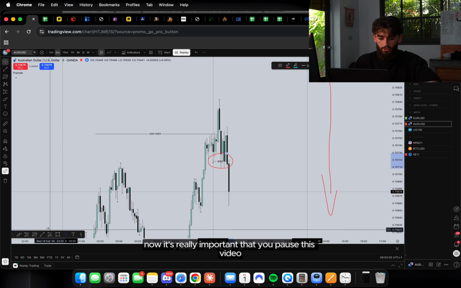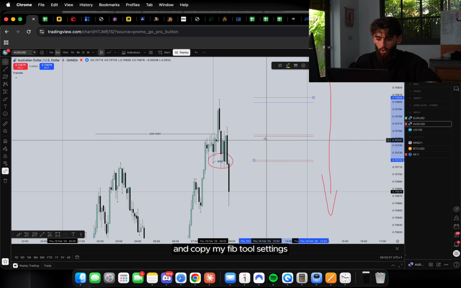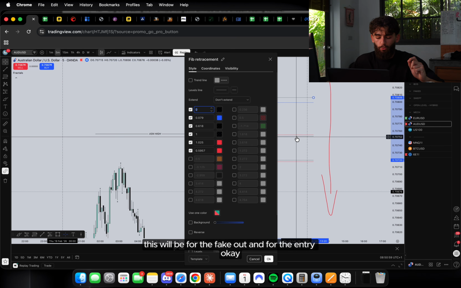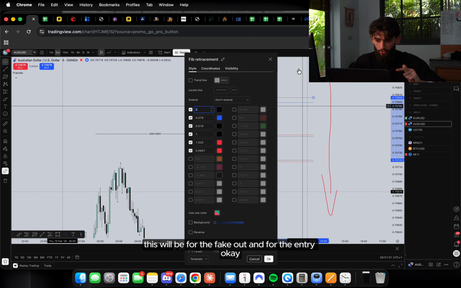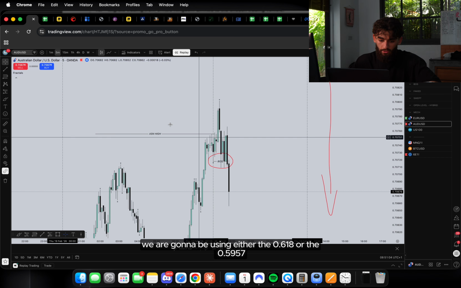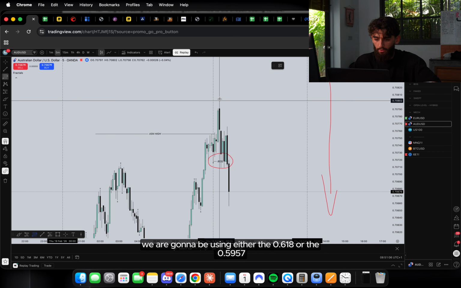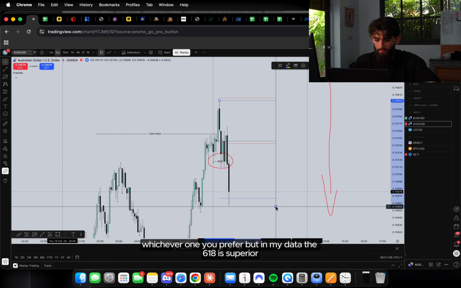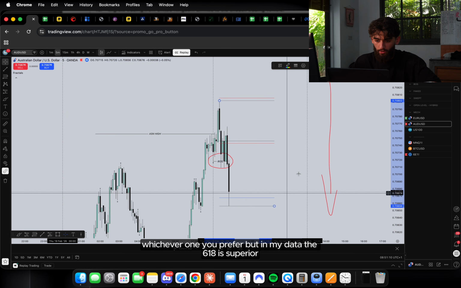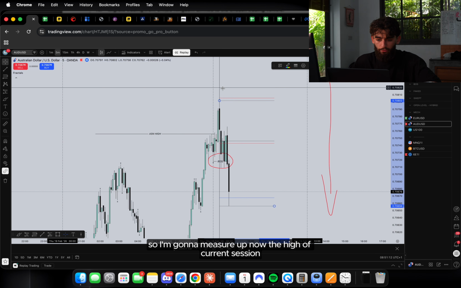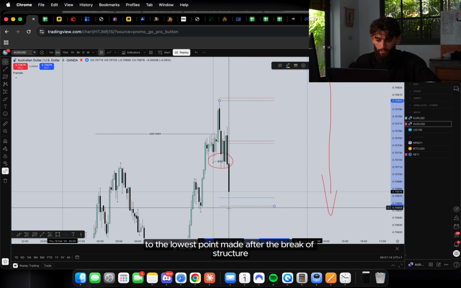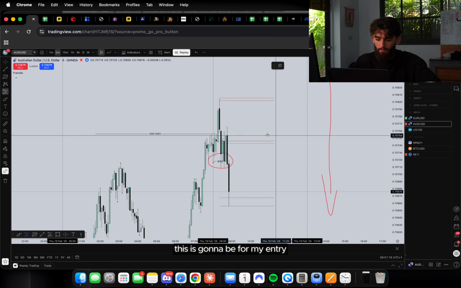Now, it is really important that you pause this video and copy my fib tool settings. This will be for the fake out, and for the entry, okay? We are going to be using either the 0.618 or the 0.5957, whichever one you prefer, but in my data, the 0.618 is superior. So I'm going to measure up now the high of current session to the lowest point made after the break of structure. This is going to be for my entry.